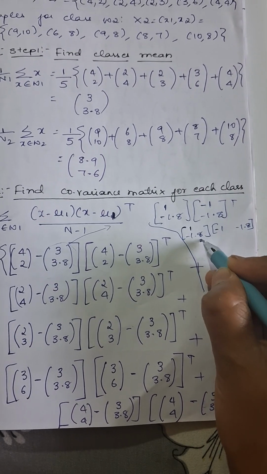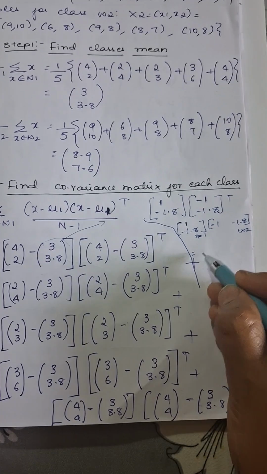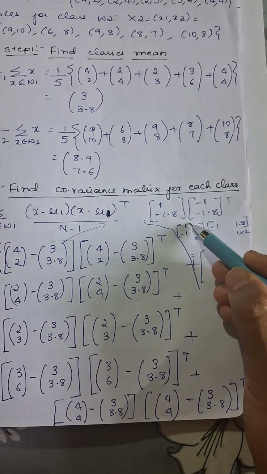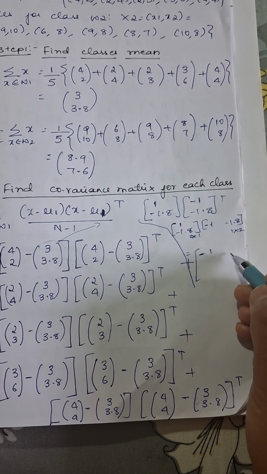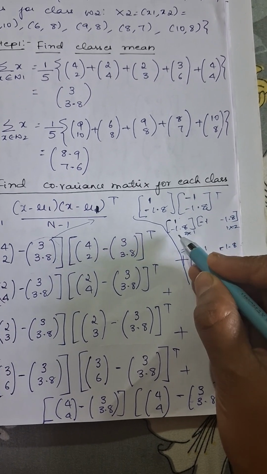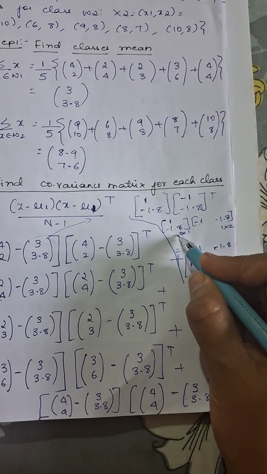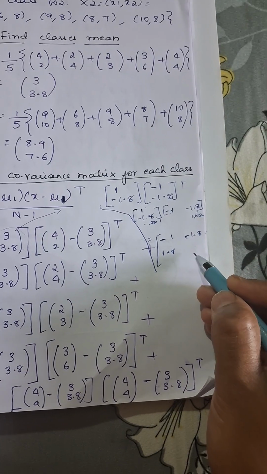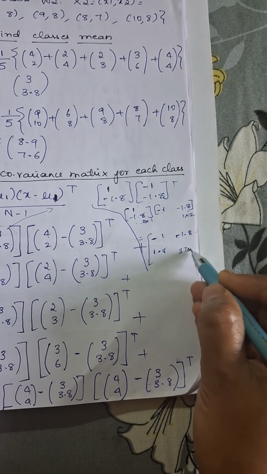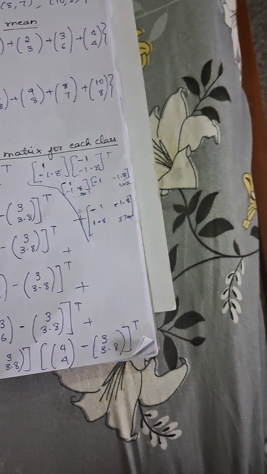So this is a 2 cross 1 matrix. This is a 1 cross 2 matrix. What you should get here is a 2 cross 2 matrix. 1 into 1 is 1. 1 into minus 1.8 is minus 1.8. Minus 1.8 into 1 is minus 1.8. Minus 1.8 into minus 1.8 is, I think it should be 3.24. I'll just cross check.